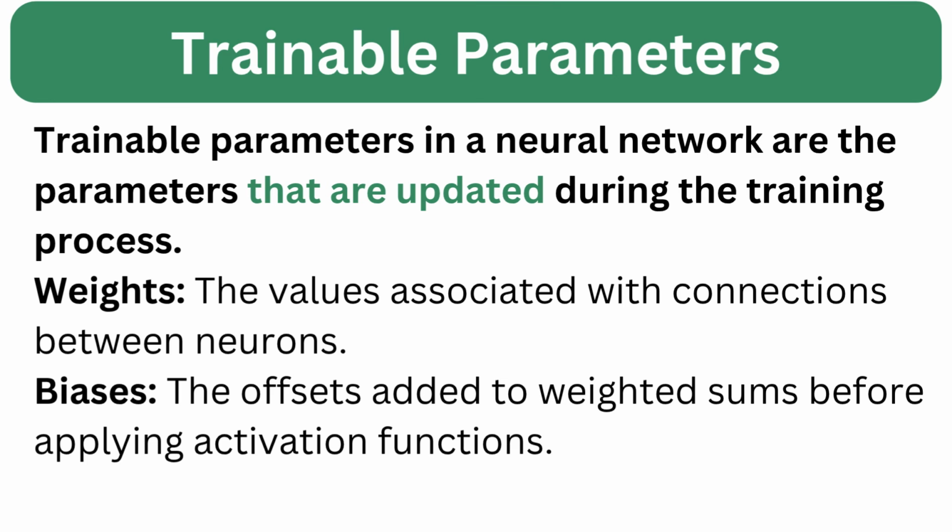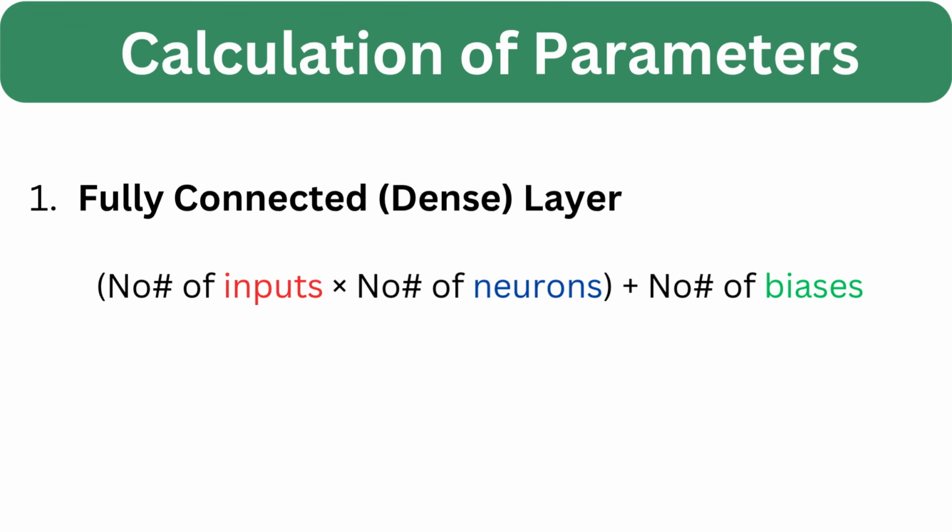Now let's move to the formula, and we will start with the fully connected layer. We also call it a dense layer. The formula is very simple: the number of inputs to a dense layer multiplied by the number of neurons in the dense layer, plus the number of biases. The number of biases is the same as the number of neurons.